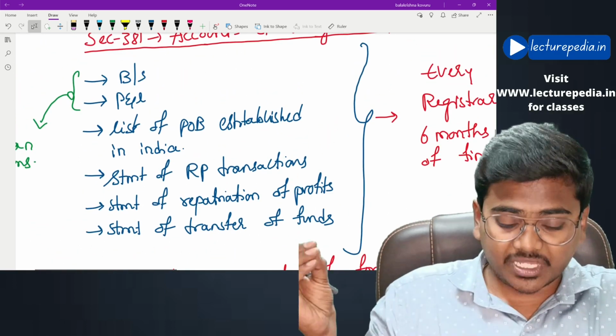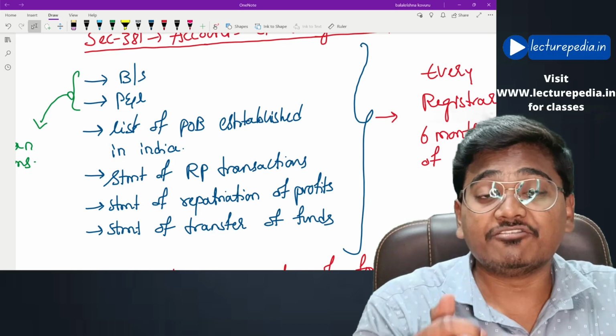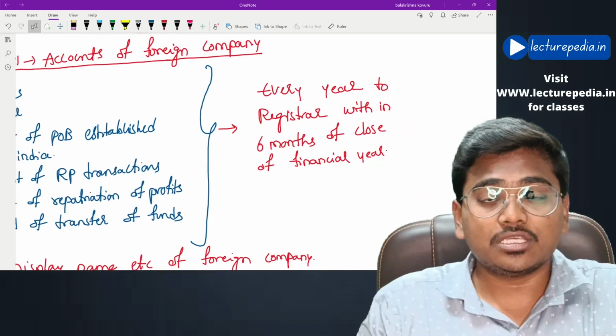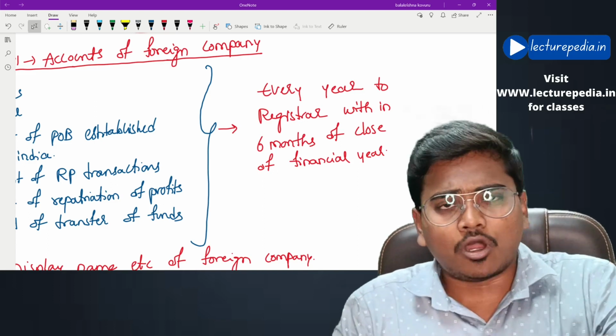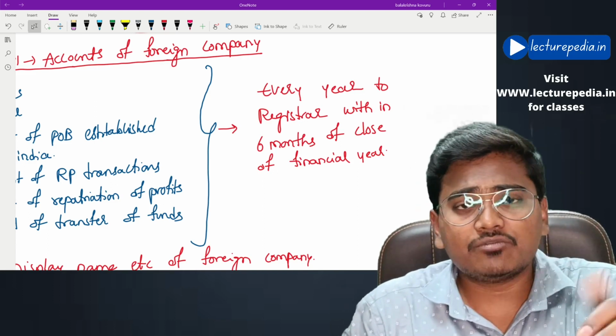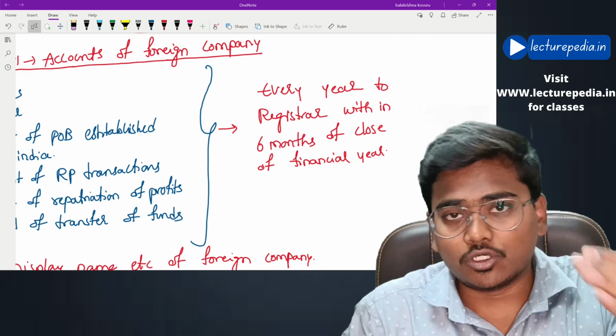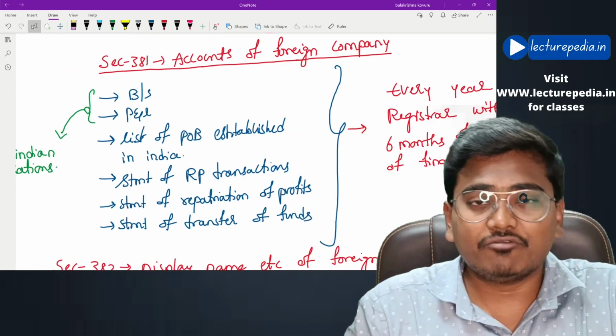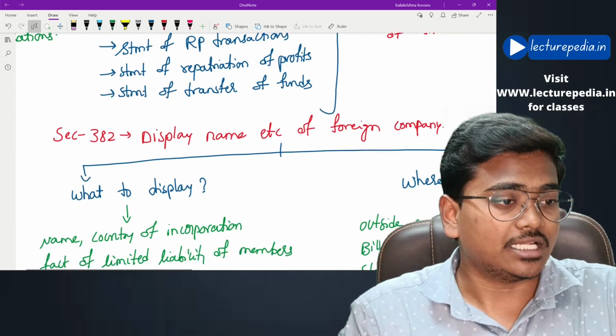All these details must be given every year to the registrar within 6 months from the end of the financial year. Obviously, to the registrar having jurisdiction over New Delhi, to such registrar only these documents must be given every year within 6 months from the end of the financial year.